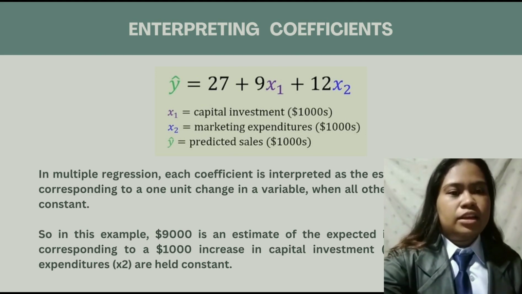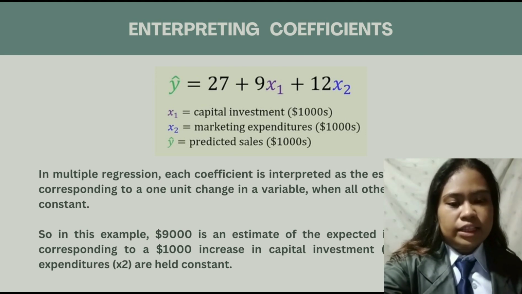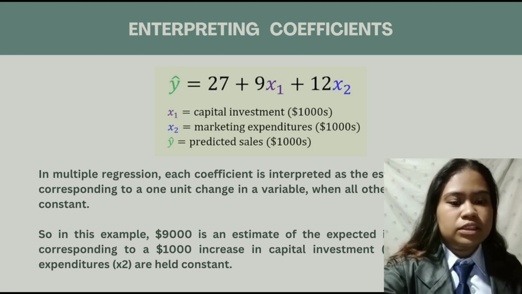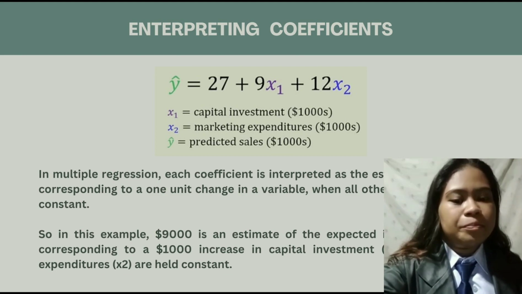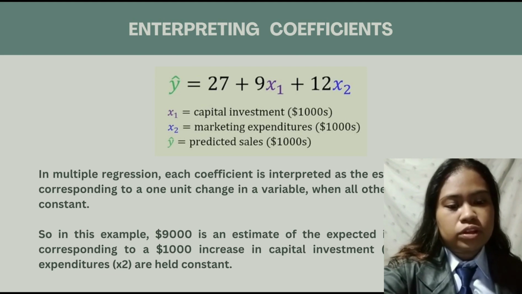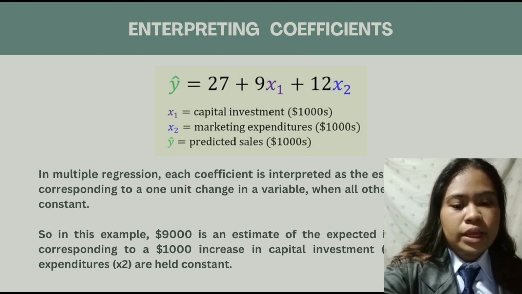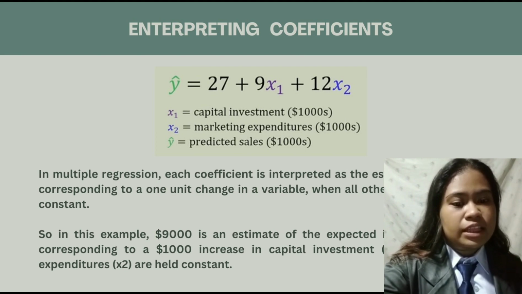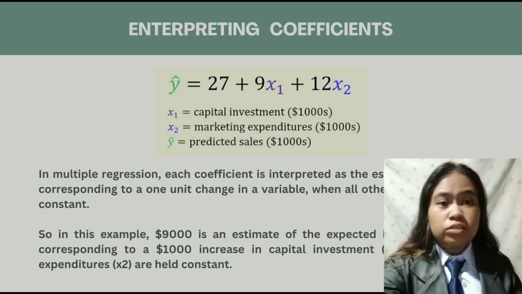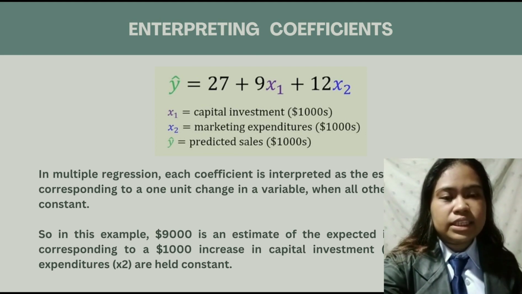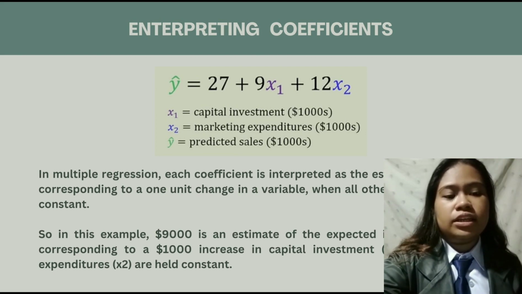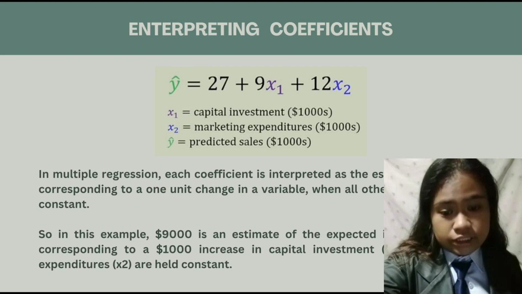Where, as you can see in our example, y hat is equal to 27 plus 9x1 plus 12x2, meaning x1 is equal to capital investment, x2 is marketing expenditures, and y hat is predicted sales. The money na tanan ni sila is in thousands, which means $27,000, $9,000, and $12,000.